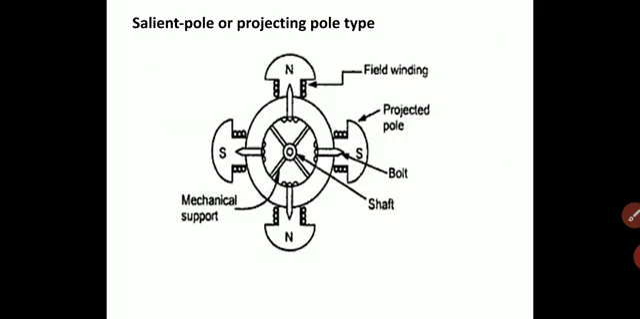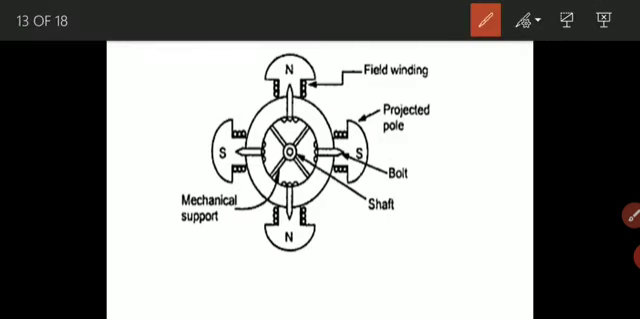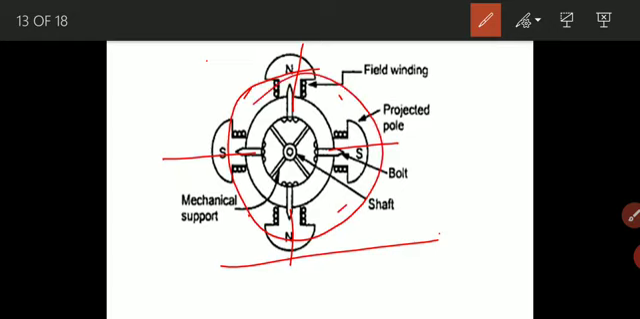So here is the clear picture of the salient pole type. Here see that the poles are outward projected and the air gap in this rotor is non-uniform.